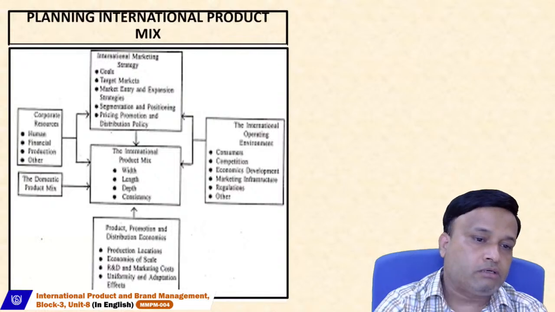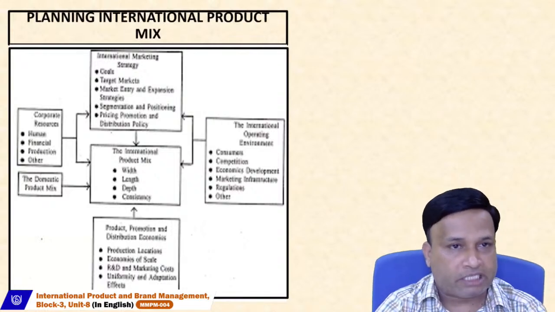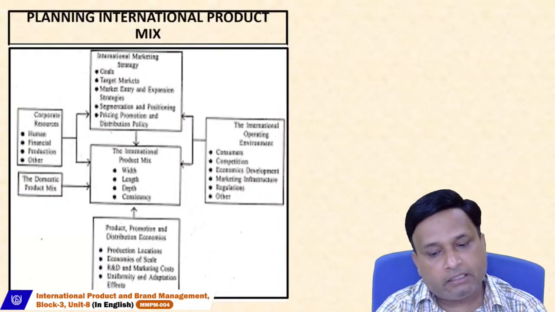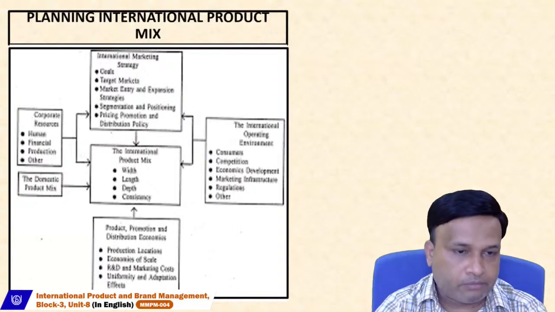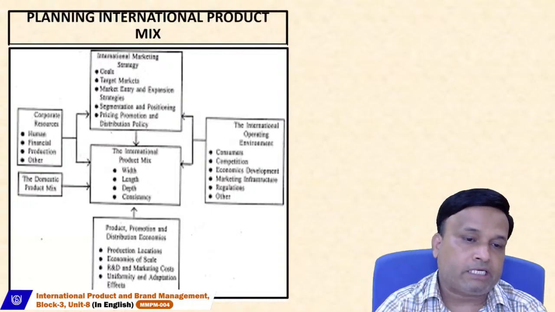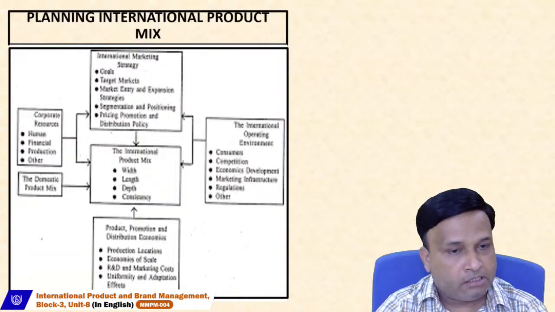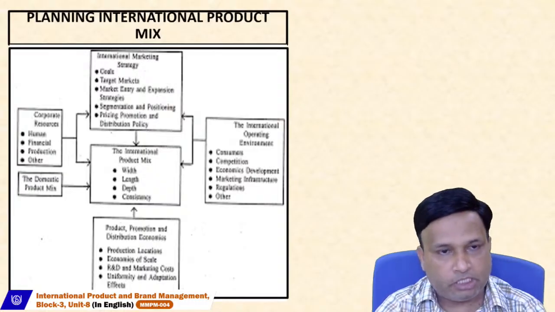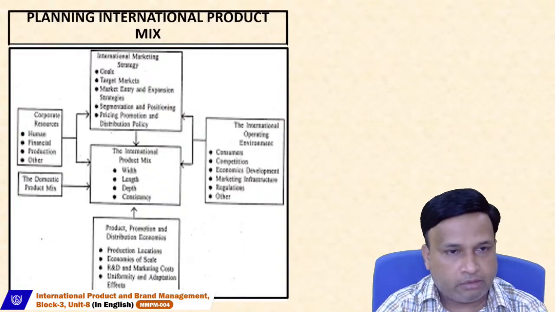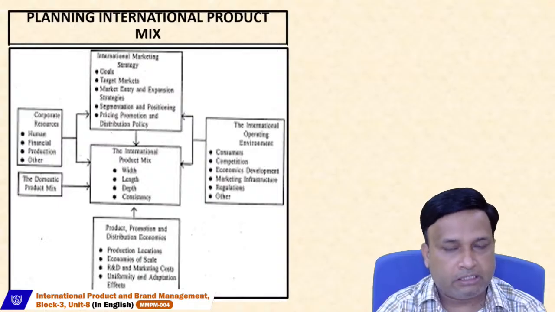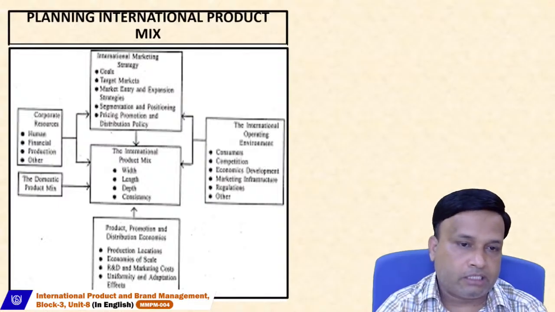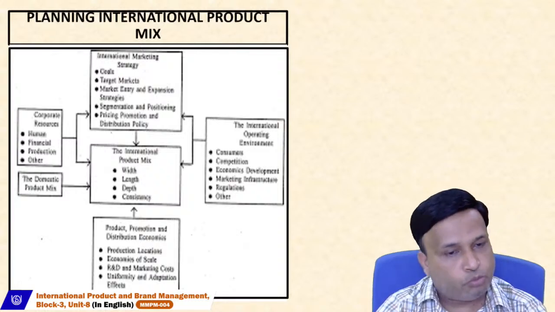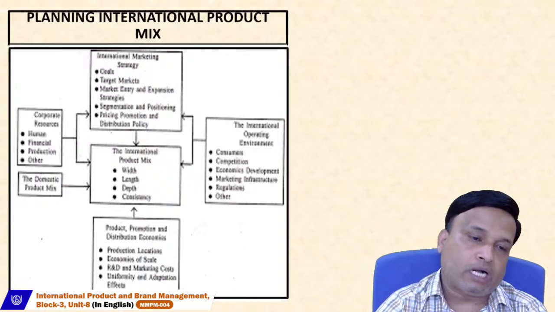Next, we talk about market planning and the international product mix. The product mix includes the length, breadth, and depth of the product line, and consistency. Suppose you take the example of any FMCG company. They have a presence in detergent, in the toothpaste segment, and in the soap segment. Three lines they have.